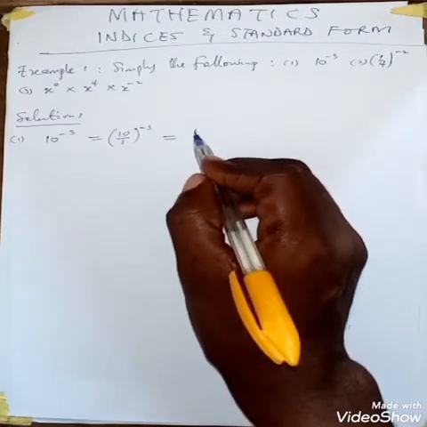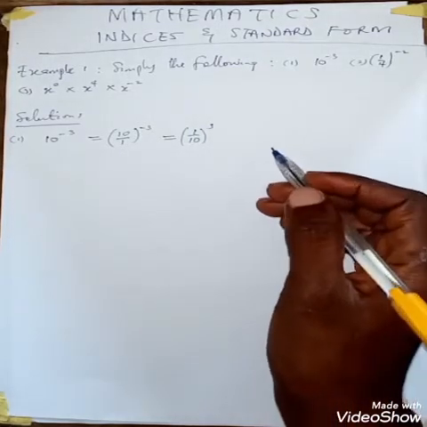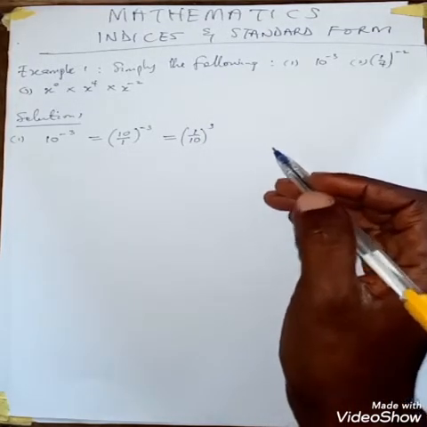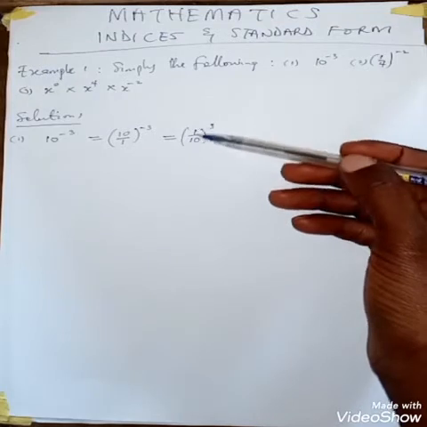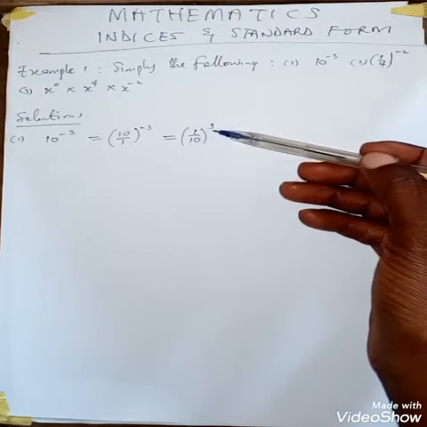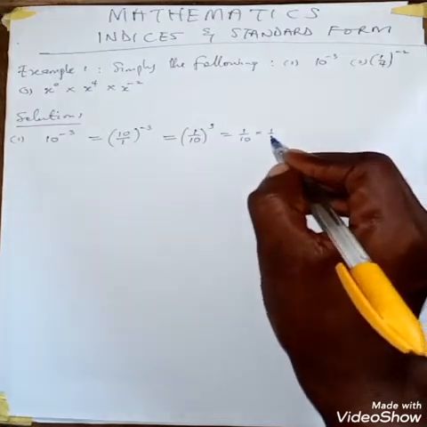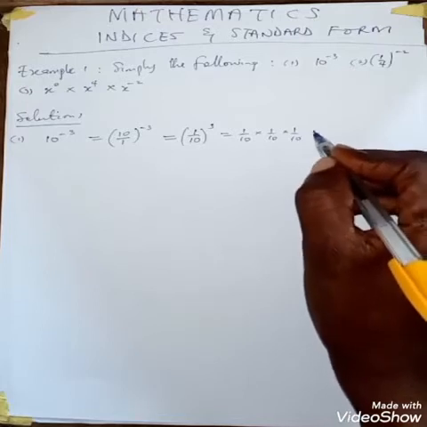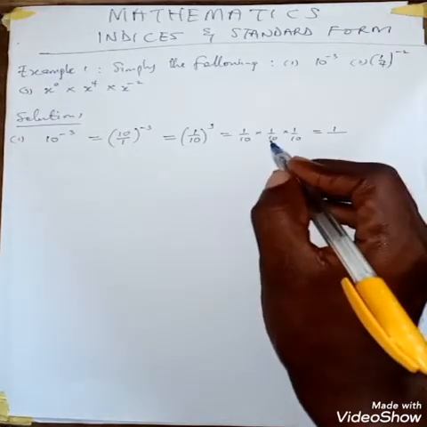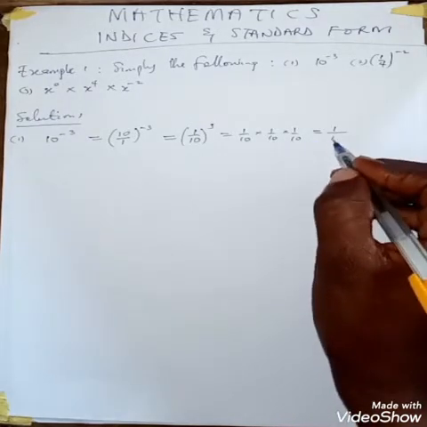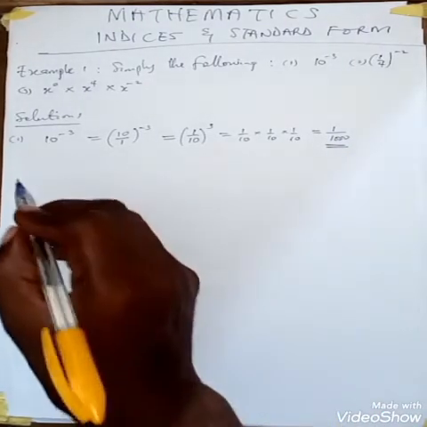Our result here is going to be 1 over 10 raised to the power 3. And by the definition of what an index number is, we know what this expression means: the number inside the bracket should repeat itself 3 times. And that becomes 1 over 10 times 1 over 10 times 1 over 10. 1 times 1 times 1 gives 1. 10 times 10, 100. 100 times 10, 1000. And our result here is going to be 1 over 1000.